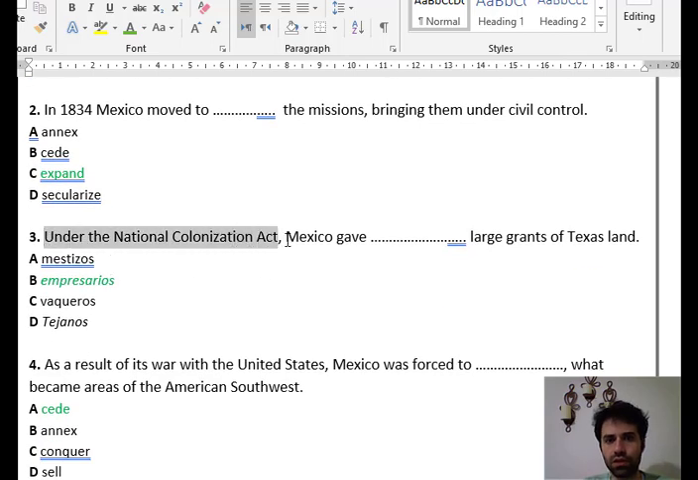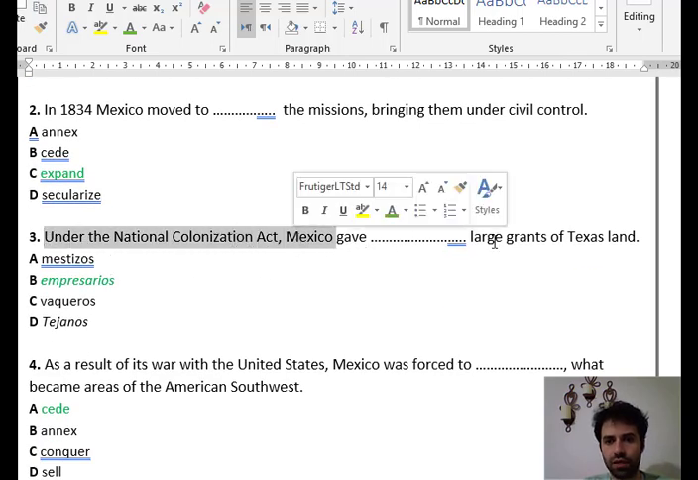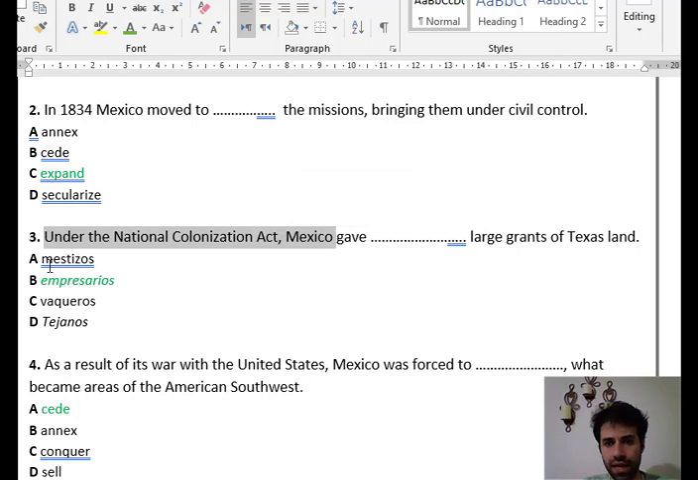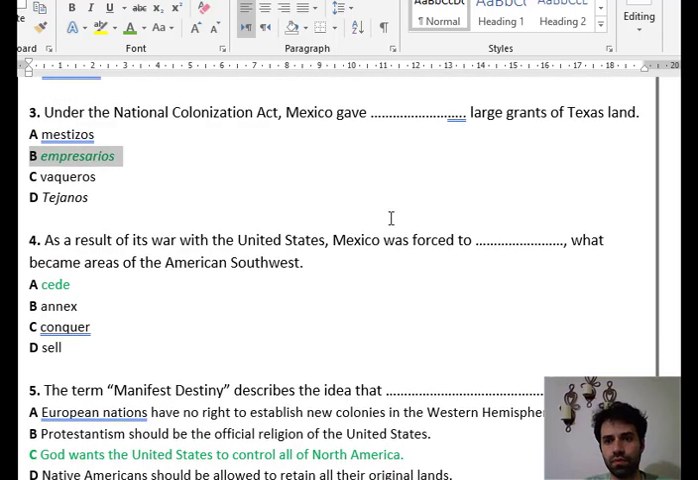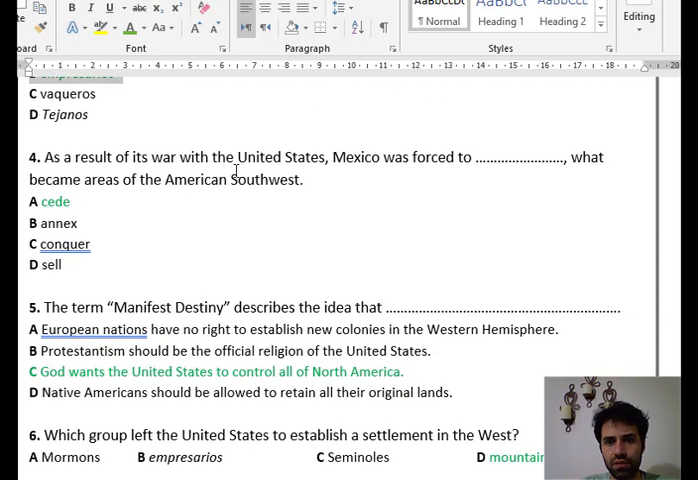Question 3. Under the National Colonization Act, Mexico gave large grants of Texas land. So which one is it? It's B, Empresarios. Empresarios received large grants of Texas land. And number 4, as a result of war with the United States, Mexico was forced to what became areas of the American Southwest?